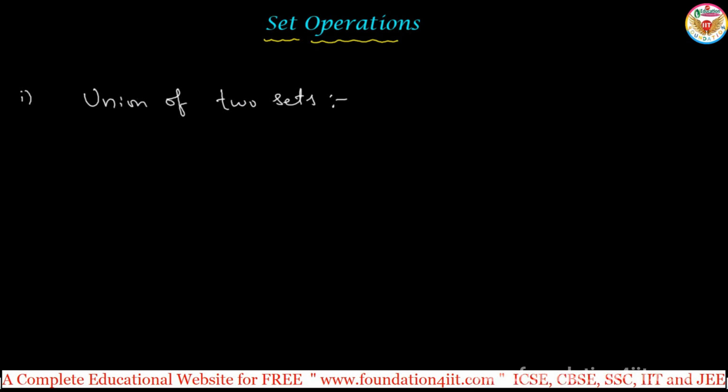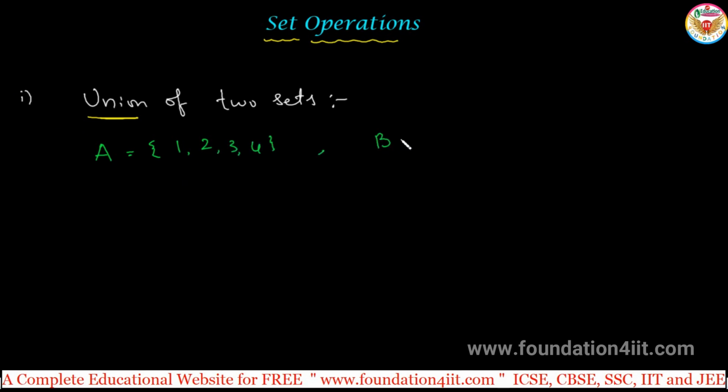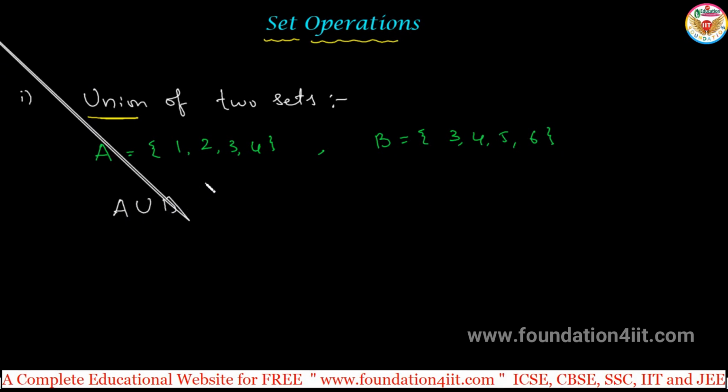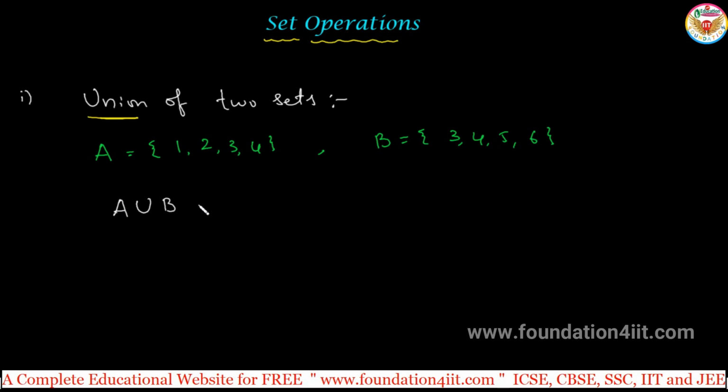So let us see the meaning of this word in sets. Union. The union of two sets A and B consists of all the elements which belong either to set A or set B or both. Let us take an example. Now set A has elements 1, 2, 3, 4, right? And set B has elements 3, 4, 5, 6. Now when you come to A union B, you can use this U symbol. To denote this union, we can use this.